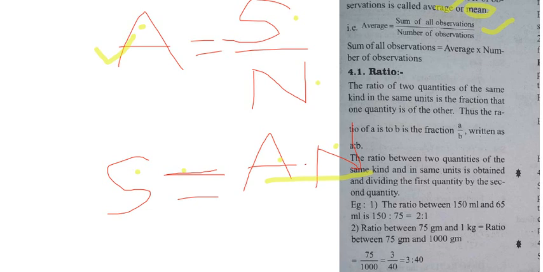In which way you want, you can mold the formula. If you know the basic formula, then you can mold this formula in any way you want, right? So this is what they gave: the sum of observations is equal to average into number of observations. I hope you are clear on the meaning of the average.